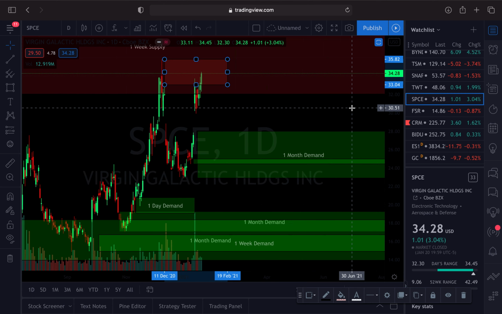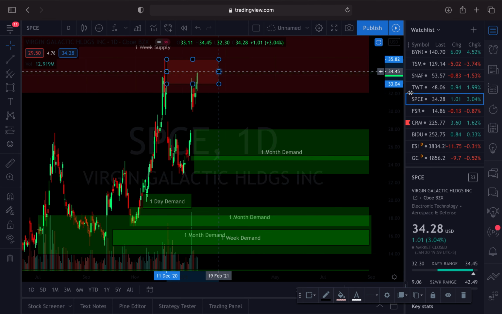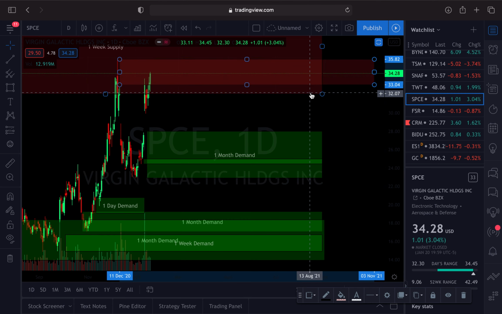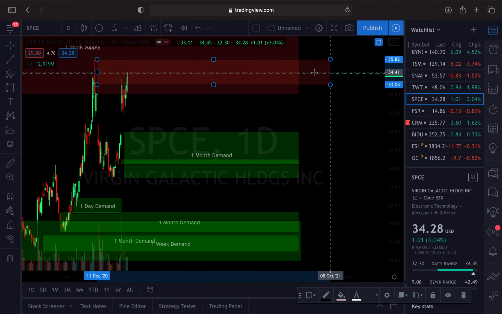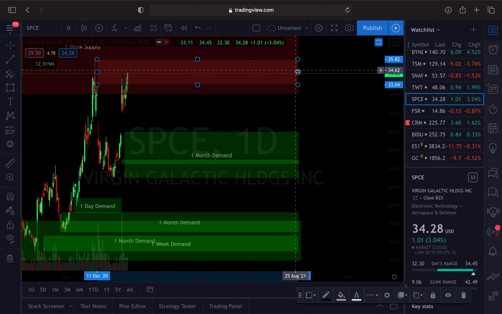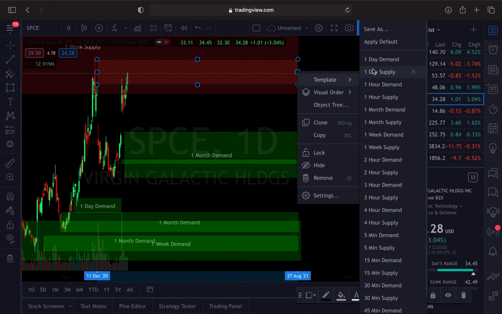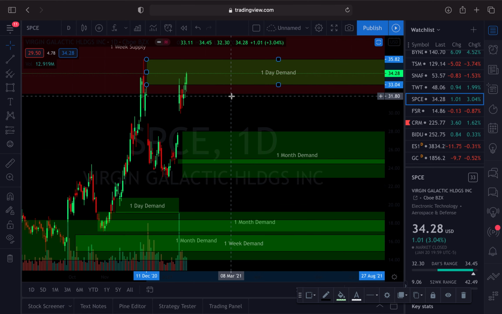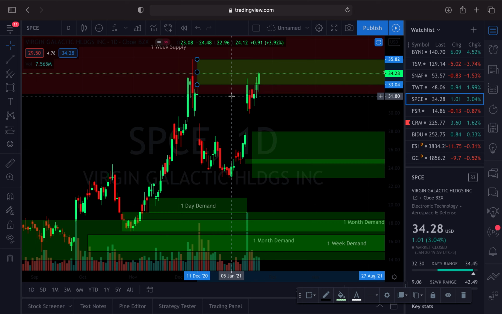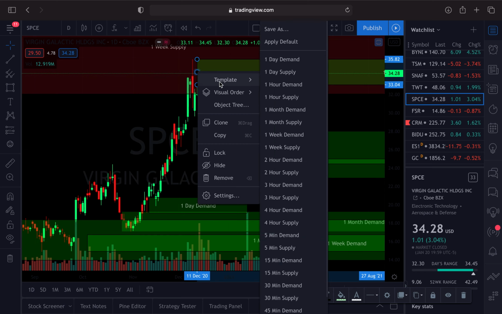And that is a daily supply zone right there. And it stands true for demand zones too. And then as I go down the time frames, I'm gonna have more and more and more zones. I made that demand.